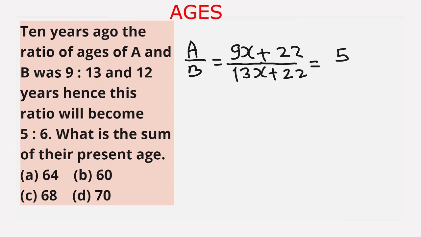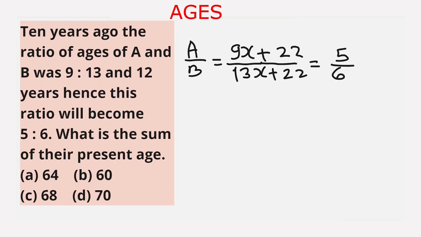So this is equal to 5:6. Now we can solve the value of x, and we will find the value of 22x, which is the sum of their ages, and that will be the sum for 10 years ago. And we will add 20 to it, 10 for A and 10 for B, and we will get our answer.